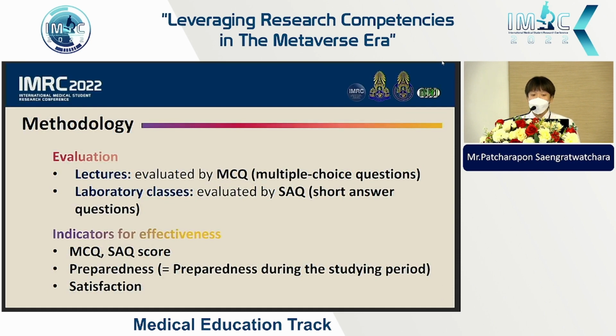Okay, let's go on to our evaluation. For the lectures, we evaluated by using the MCQ or multiple choice question examinations. We have 5 choices for them to choose. And for the laboratory classes, we evaluated by using the SAQ or short answer questions. Our indicators for effectiveness were MCQ score, SAQ score, preparedness, and satisfaction.